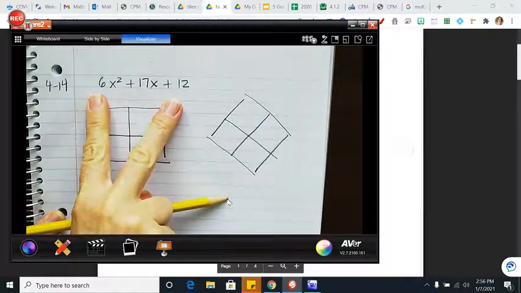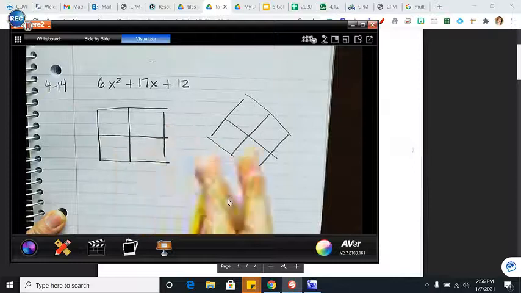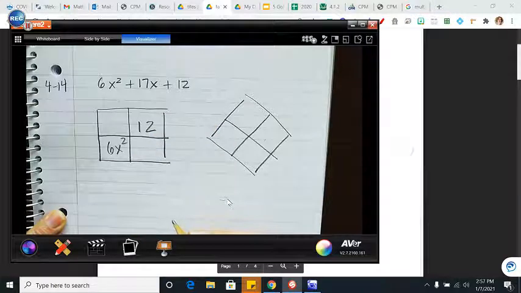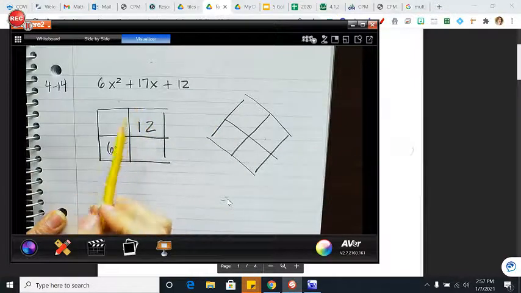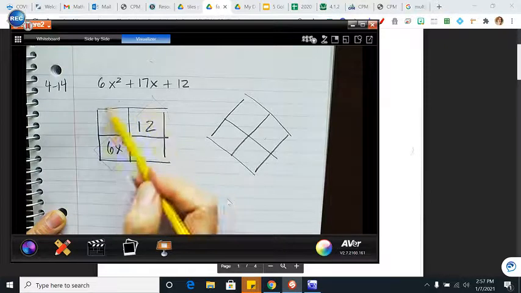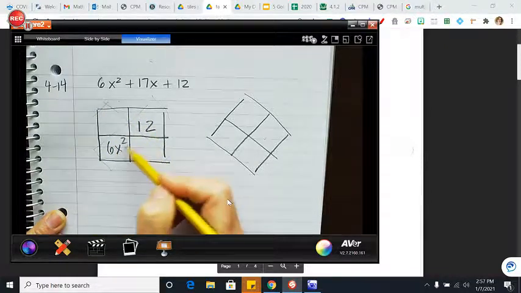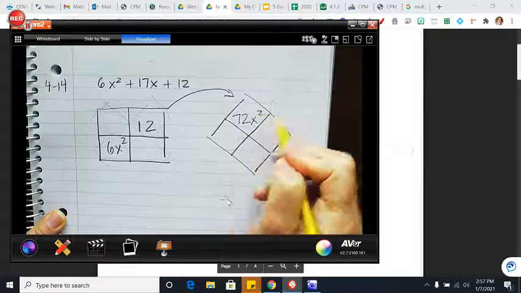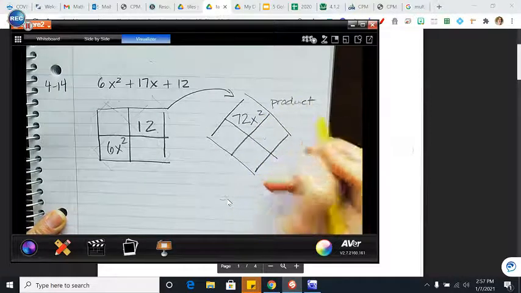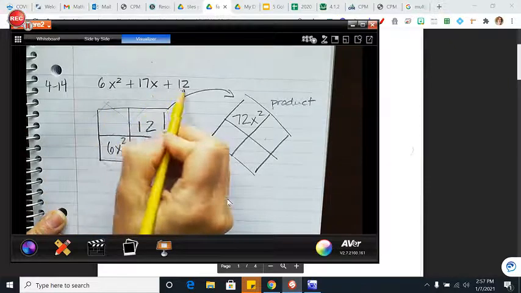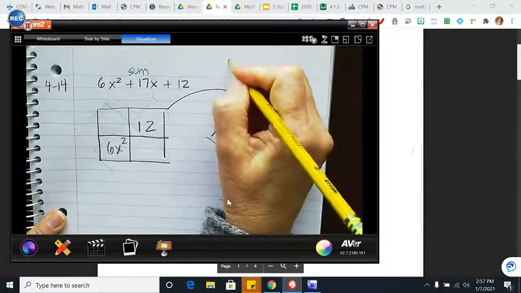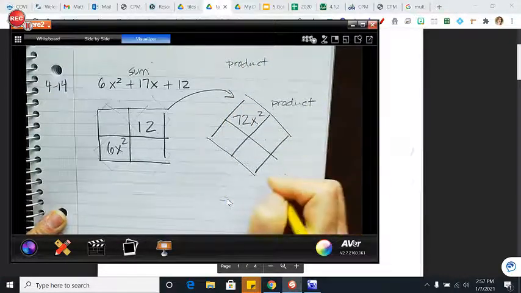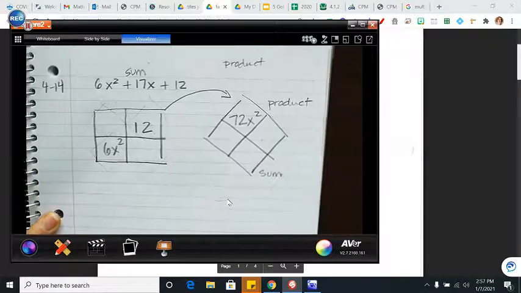Okay, I know these two terms are going to go in opposite corners, and I usually do the lower left and the upper right just to have some kind of pattern. Okay, so I know this product and this product will be the same. So what is this product? 6x squared times 12 is 72x squared. That's the product. We use product and sum a lot in these problems. This is the area written as a sum, and we're writing the area written as a product. And then we also have product and sum in the diamond. So there's a lot going on here.